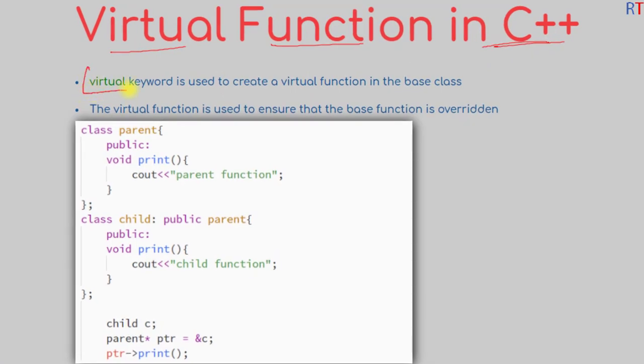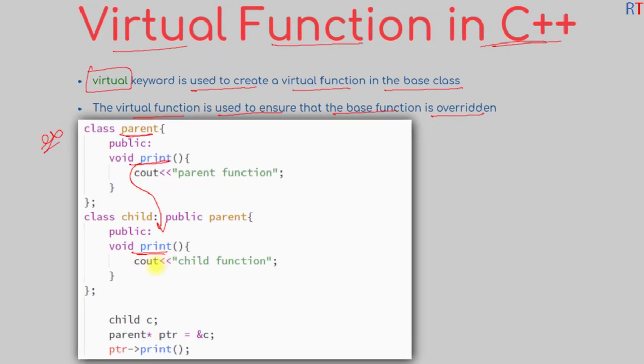The virtual keyword is used to create a virtual function in the base class, and the virtual function is used to ensure that the base function is overridden. Like in this example, here we have one class called parent, and the parent class is having one print function, and the print function is overridden by the child class print function.